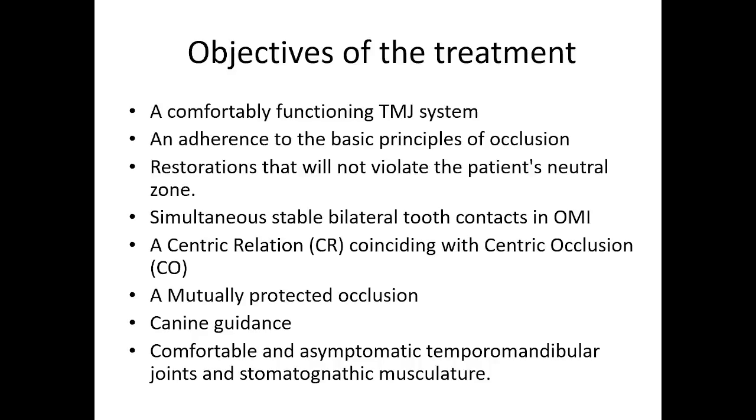Simultaneous stable bilateral tooth contacts in maximum intercuspation position, or occlusal maximum intercuspation. Centric relation or RCP, retruded contact position, coinciding with the centric occlusion, which is tooth-to-tooth contact. A mutually protected occlusion, with anterior guidance that guarantees immediate disocclusion of posterior teeth during eccentric movements. Canine guidance: indeed, we found that patients with canine guidance have a higher success rate than those without it. Comfortable and asymptomatic temporomandibular joints and stomatognathic musculature.